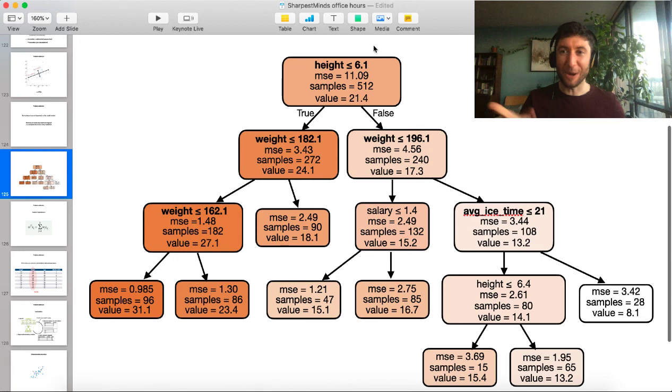So let's imagine we're at the very top of our process here, right? At the very first step, we have all 512 samples. We're trying to decide which question to ask first. We're going through all of these 10 different columns, and now let's imagine we're adding an 11th that says, are you a forward or a defenseman? In this case, we would just have one split to test out in that sample. We'd try the obvious: are you a forward or a defenseman?